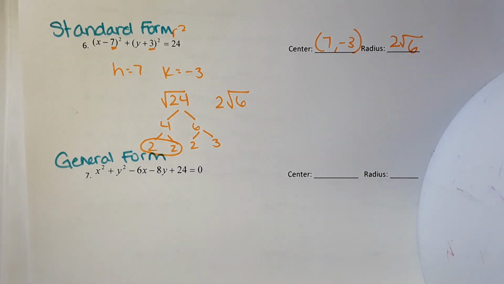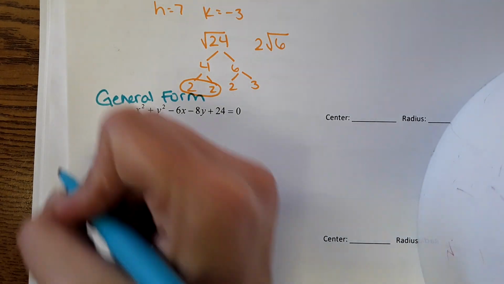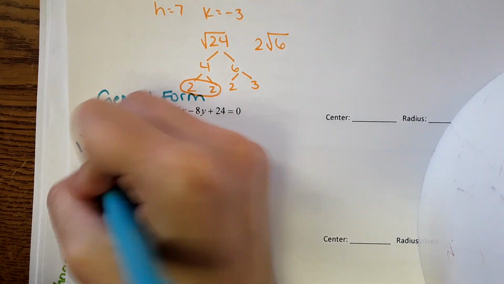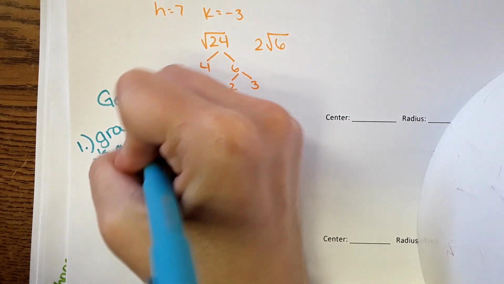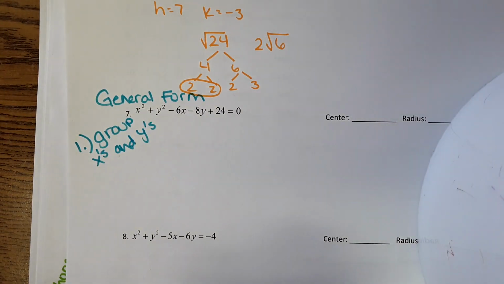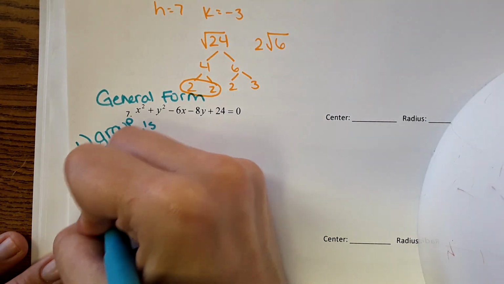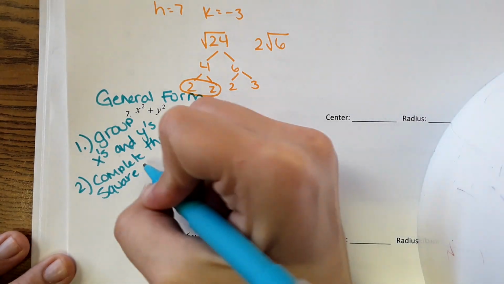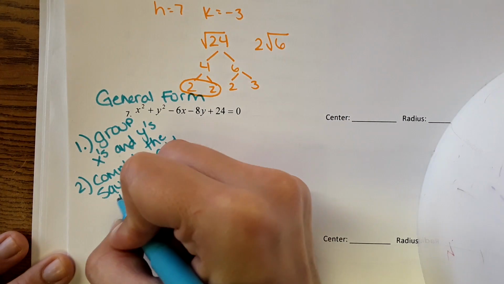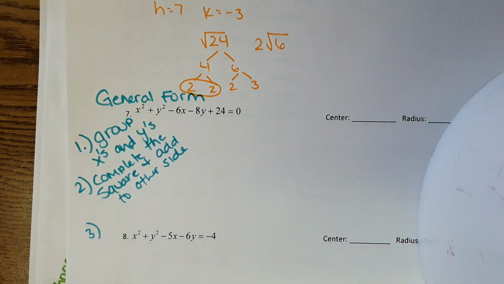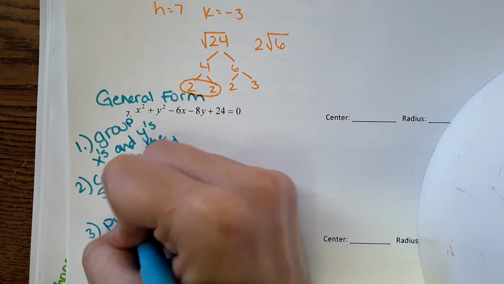The way we rearrange it is, first, we're going to group x's and y's. Step 2, we're going to complete the square, and I'll show you what this means in a second, and add to the other side. Like I said, these are just notes that I'm going to show you exactly how to use. And then step 3, just put it in standard form from there.